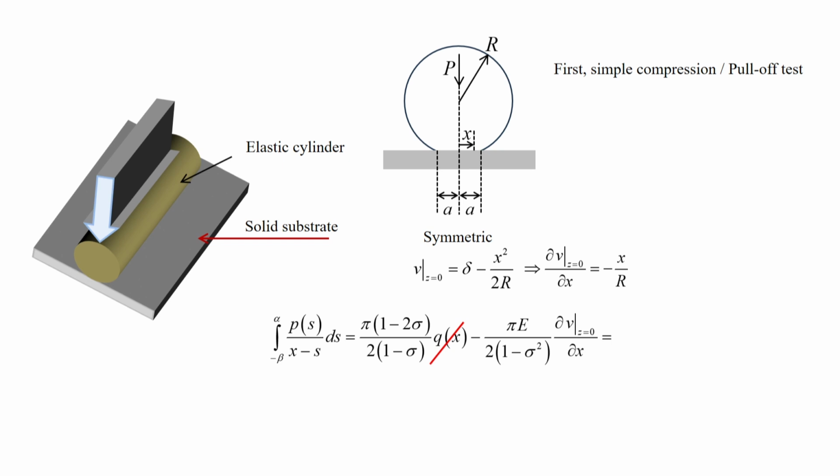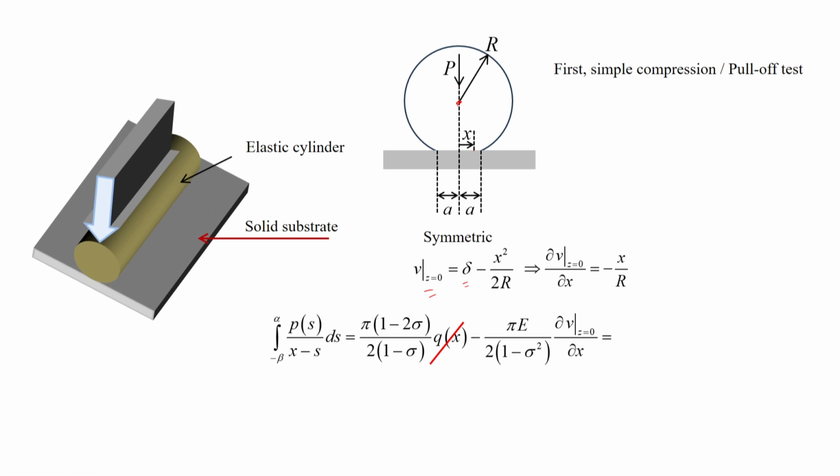So, here for example, when we apply load, there is vertical displacement, and this we have done. If delta is the displacement of the point of application of this load, that is the cylinder, the point of application moves by a distance delta. And then the vertical displacement at any other point is delta minus x square by 2r, that we have done.